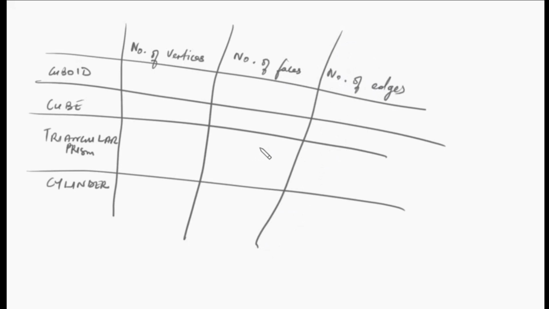Can you copy and complete this table? This is your task. Just have your exercise, copy this table and complete it on your exercise. That means you are going to show us the number of vertices in a cuboid, the number of faces in a cuboid, the number of edges on a cuboid. A cube, triangular prism, and cylinder.